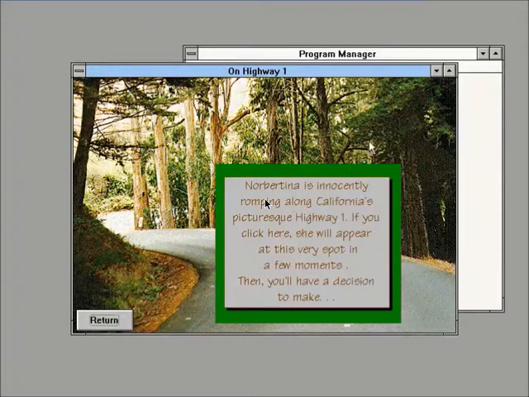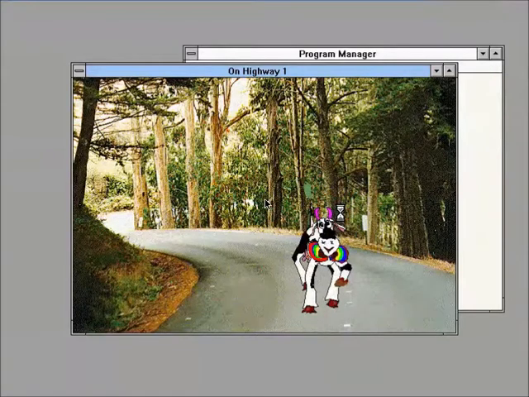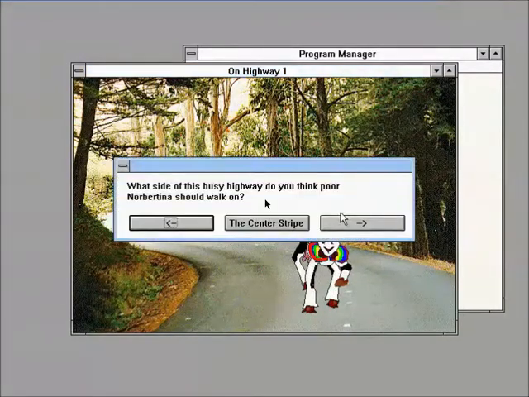Norbertina is innocently romping around California's picturesque Highway 1. If you click here, she will appear in this very spot in a few moments, then you'll have a decision to make. What's this clicking sound? Do you know the way? What side of this busy highway do you think poor Norbertina should walk on?